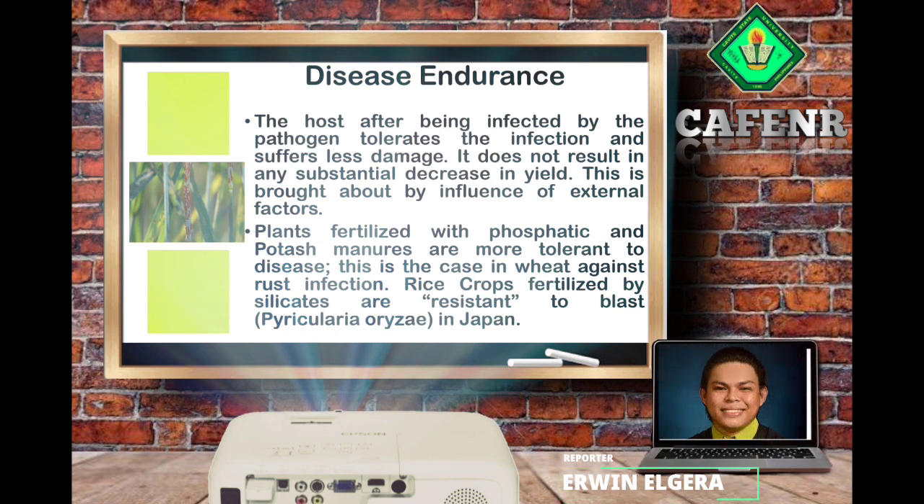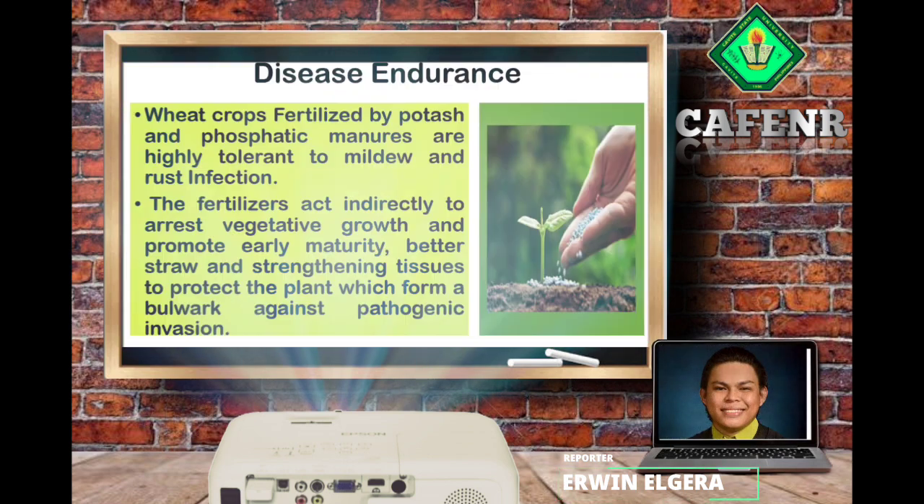This is brought about by the influence of external factors. Plants fertilized with phosphatic and potash manures are more tolerant to diseases. This is the case in wheat against rust infection. Rice crops fertilized with silicates are resistant to blast, Pyricularia oryzae, in Japan. Wheat crops fertilized by potash and phosphatic manure are highly tolerant to mildew and rust infection.